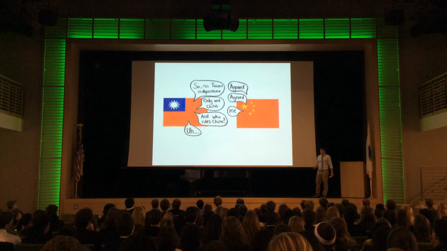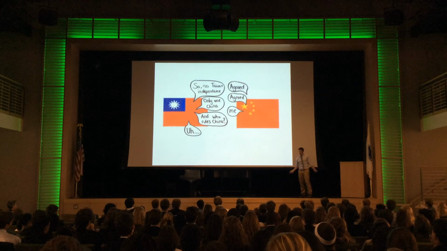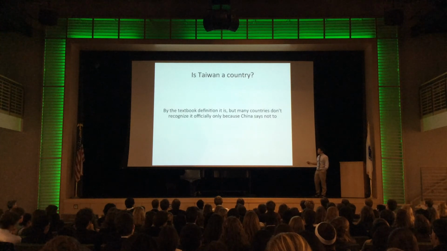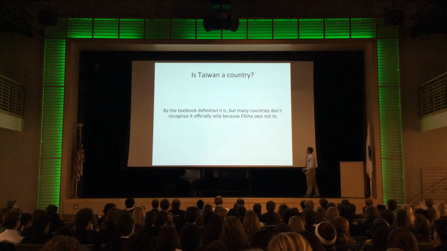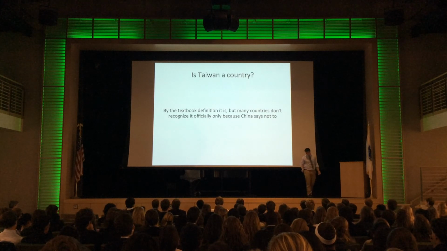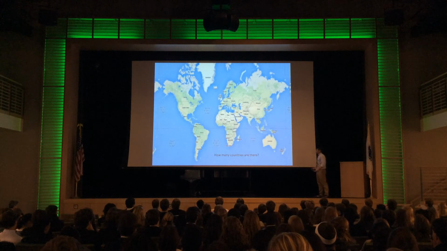And relations between the 2 countries are pretty good nowadays. They agree that Taiwan should not be independent. There's only one China. The only problem is, who rules that China? Who is the real China? And until this question is answered, we're never going to know. So is Taiwan a country? By the textbook dictionary definition, it is, but many countries don't officially recognize it because China says that we shouldn't. I know, poor Taiwan.